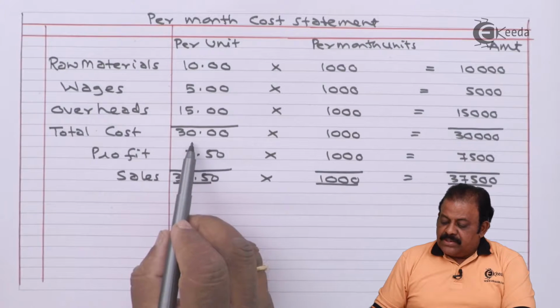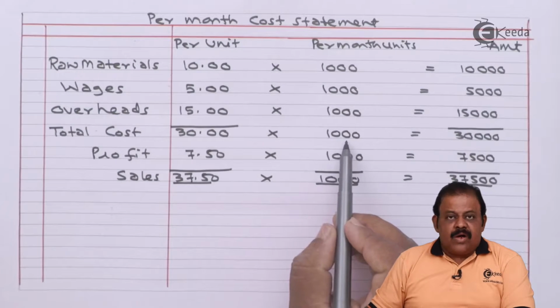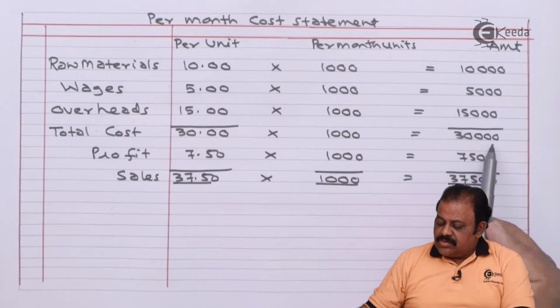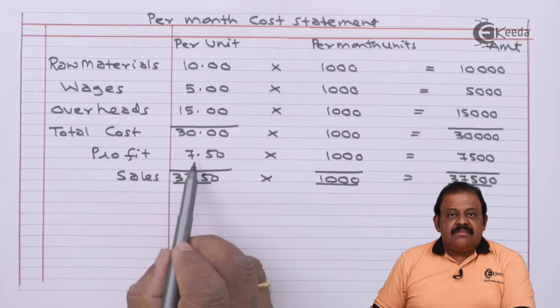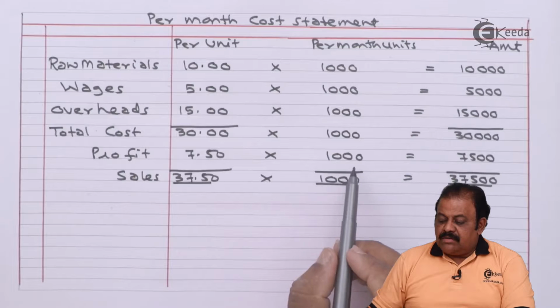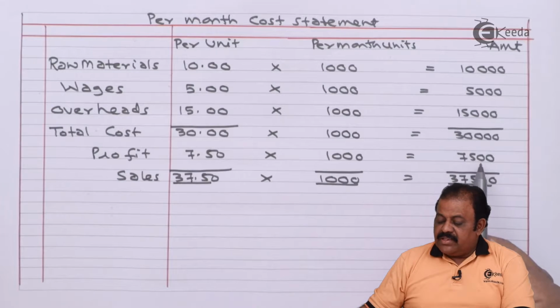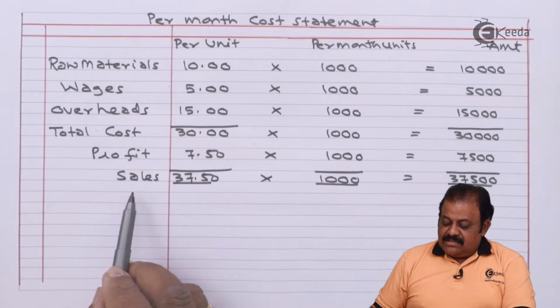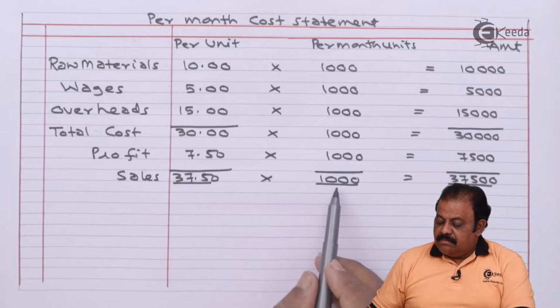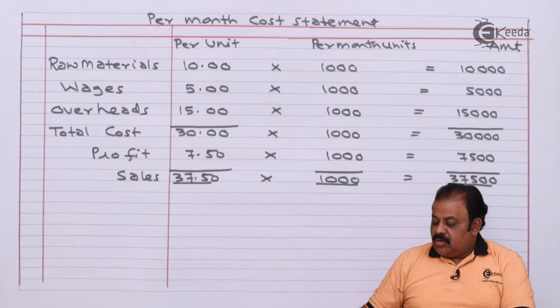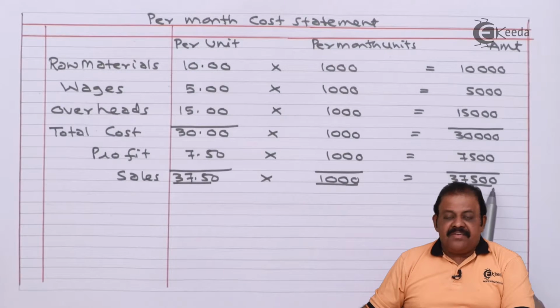Total cost 30 rupees per unit, per month 1000 units will be 30,000. Profit 7 rupees 50 paise per unit, 1000 units 7,500. Sales 37 rupees 50 paise per unit, per month units 1000, total 37,500.